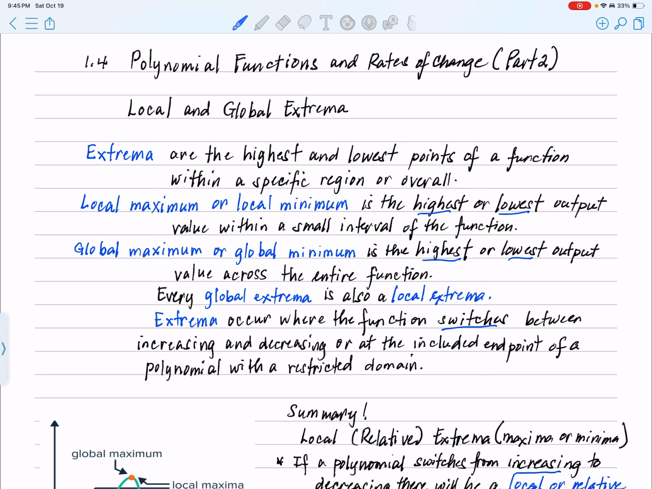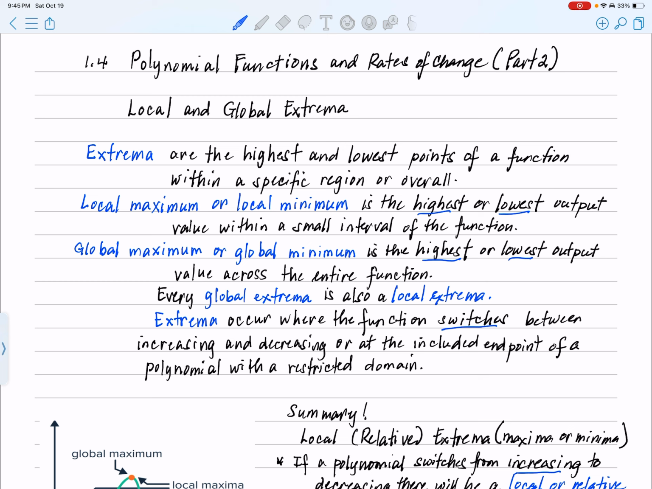Welcome to Matematika. Today we're going to do part 2 of polynomial functions and rates of change. In this video, we are going to have a lot of information, especially with the definition of terms about the local and global extrema. So we'll start with the first term.